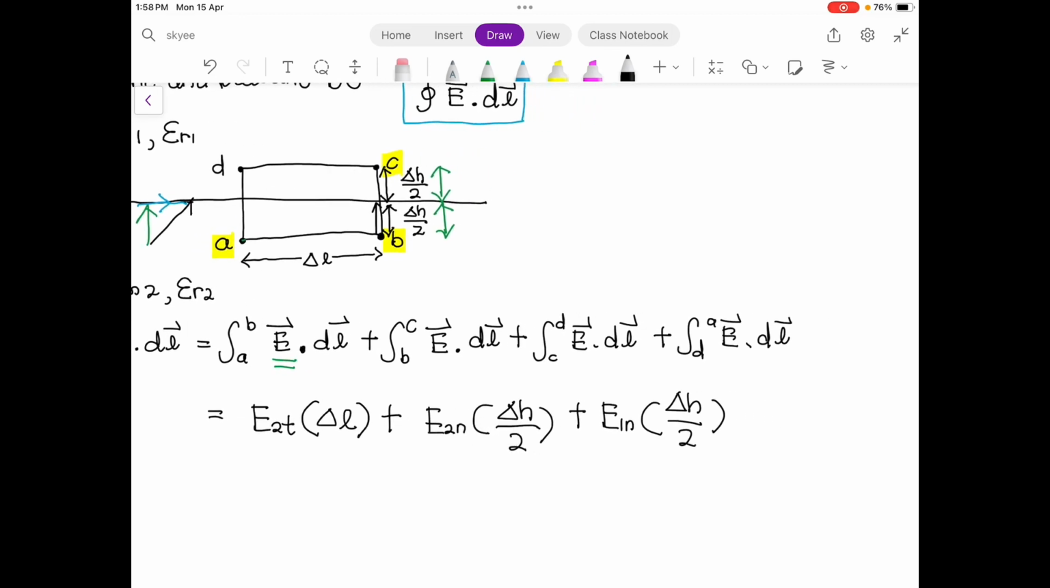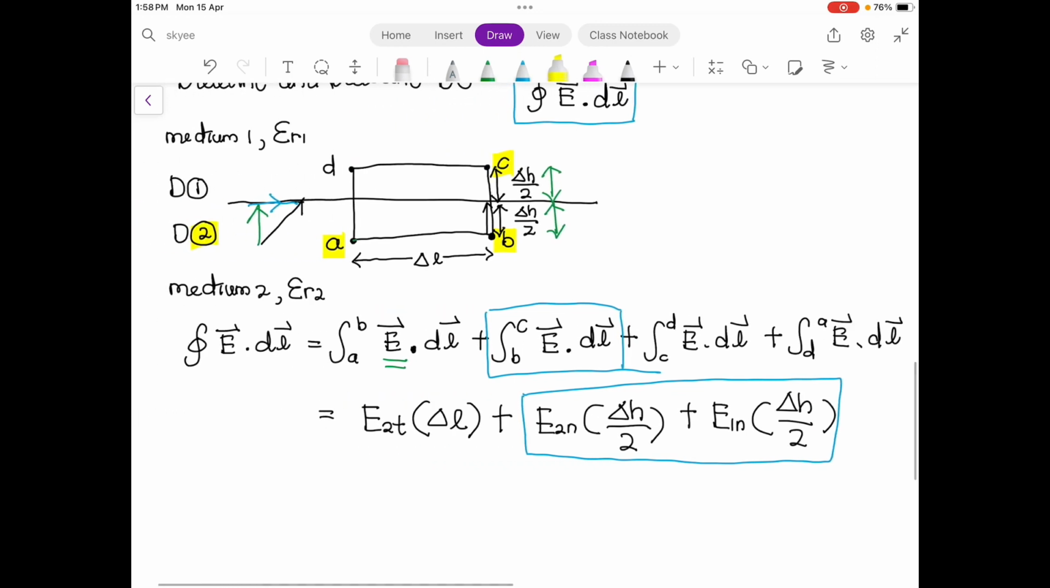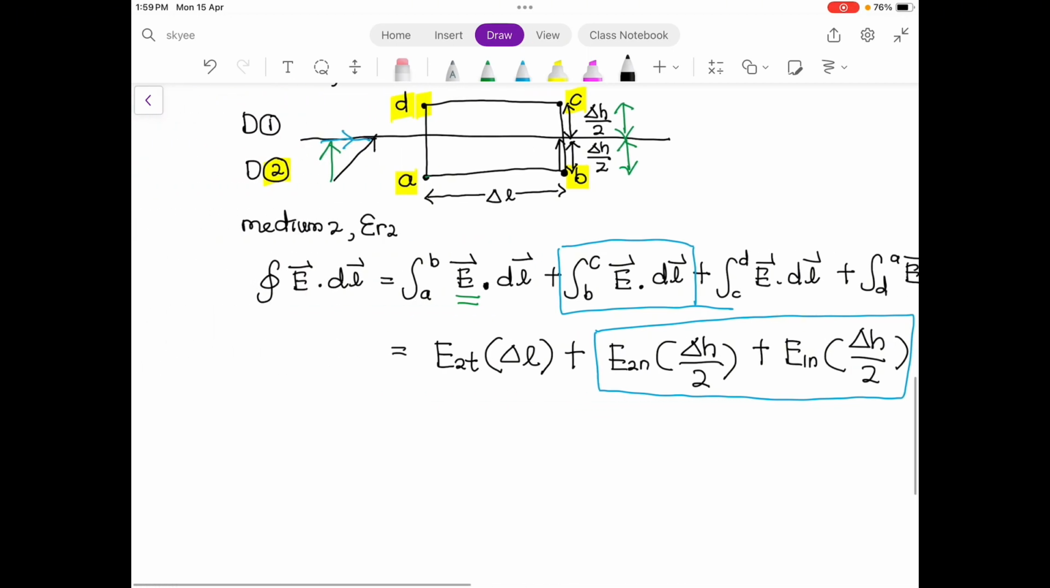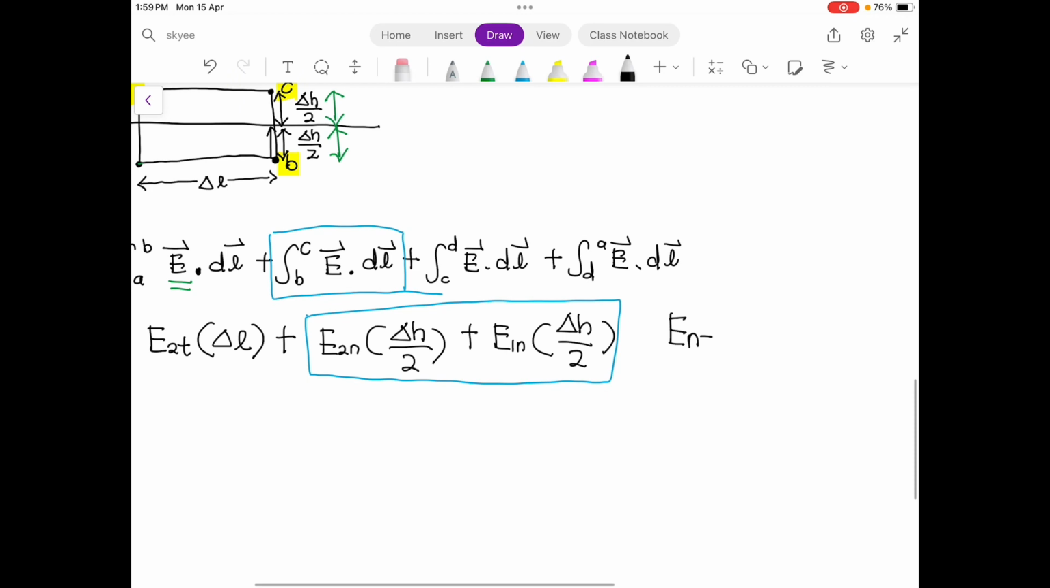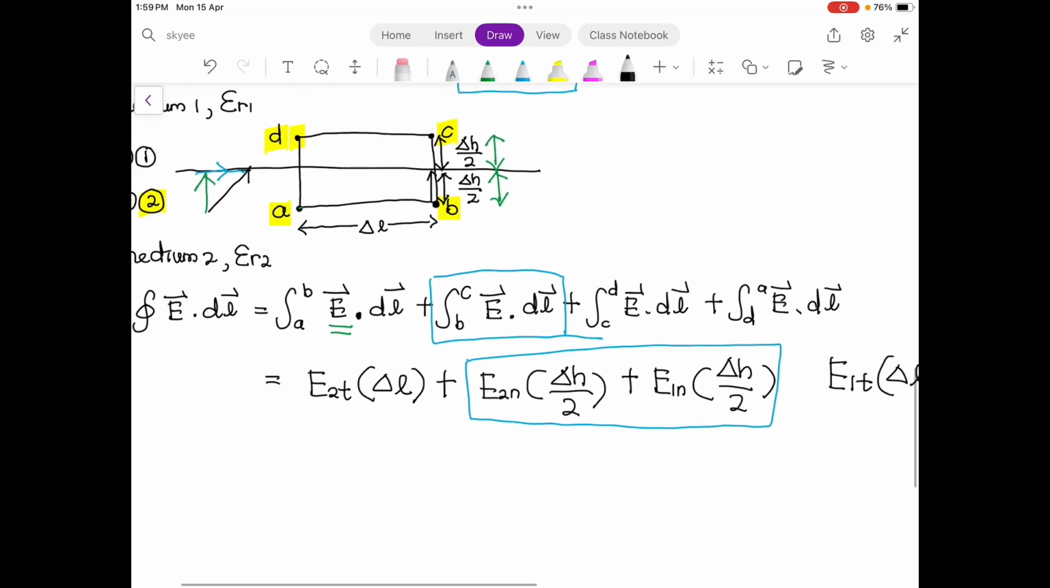Okay, so these two are for this term, BC. Next we move on to the CD. Sorry, CD is over here, right? For this CD, it will be the electric field in medium 1, the tangential component, multiplied with the del L, the length, integrated.